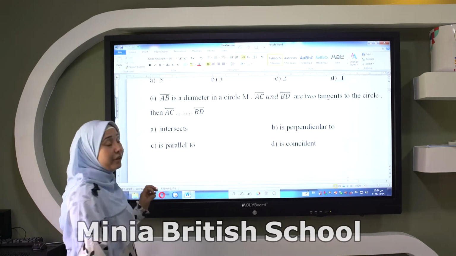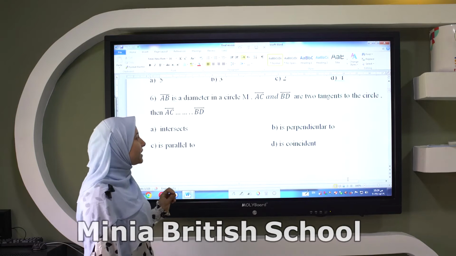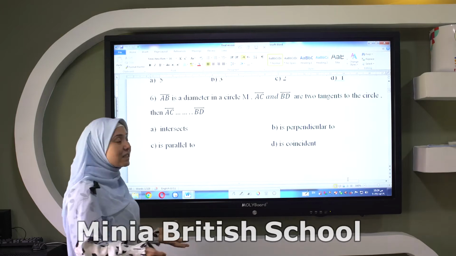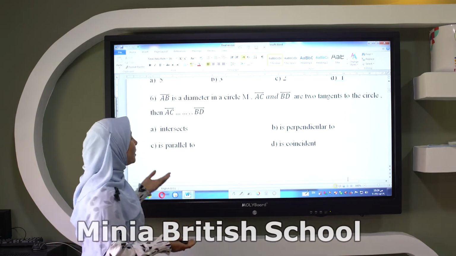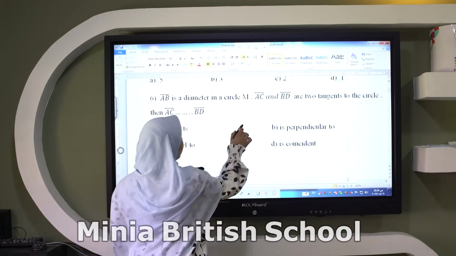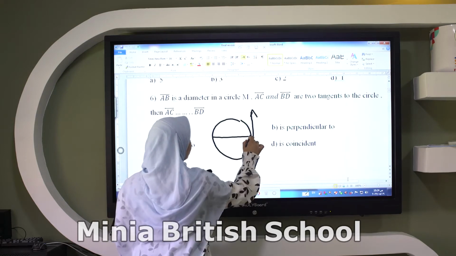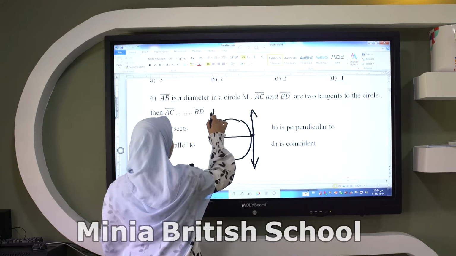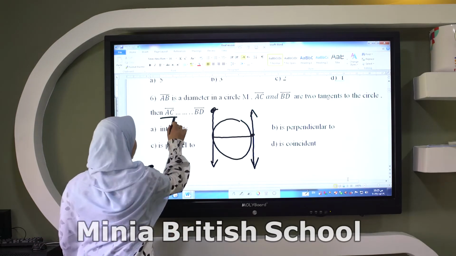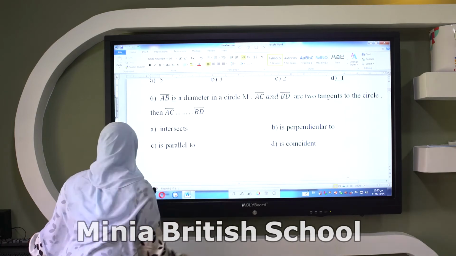Number 6. If a line segment AB is a diameter of the circle M, and straight lines AC and BD are two tangents to the circle, then AC is perpendicular, parallel, coincident or intersecting BD. Okay, here you have a circle and AB as a diameter. Here this tangent from this point and also this tangent from this point. The two tangents here are parallel. Okay, so AC is parallel to BD.